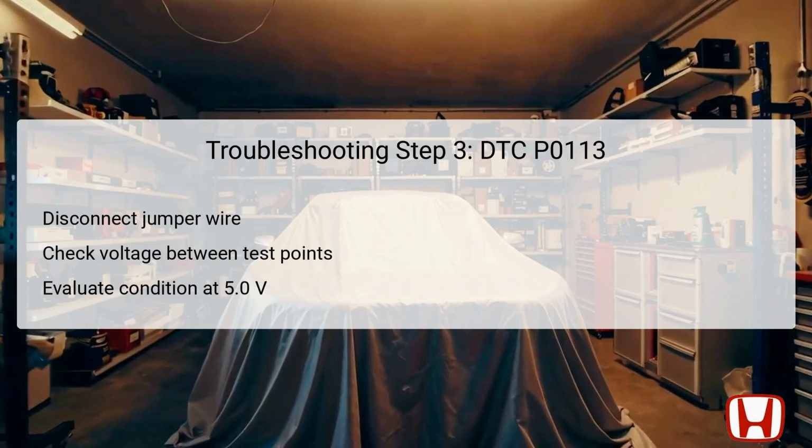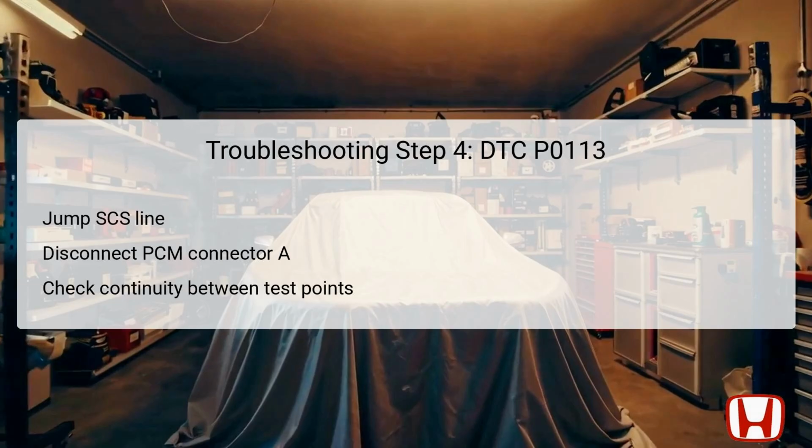Test point 1 corresponds to the number 4 position in the MAF IAT sensor connector, while test point 2 is a body ground. You should be looking for a reading that's approximately 5.0 volts. If this voltage is present, it indicates that the wiring to the sensor is intact, and you can then move to step 4 for further diagnostics. If the voltage reading is not around 5.0 volts, it suggests potential issues further down the line that need to be addressed.